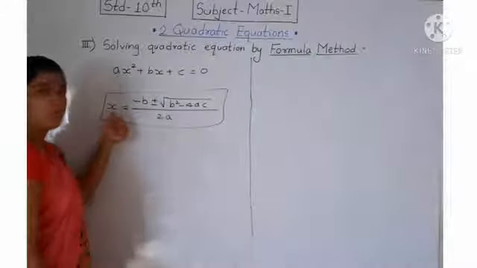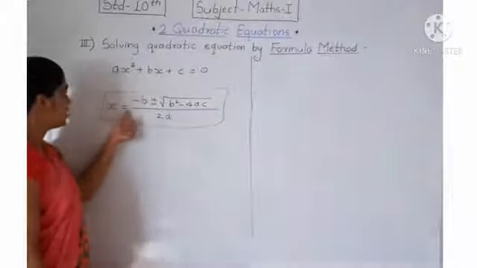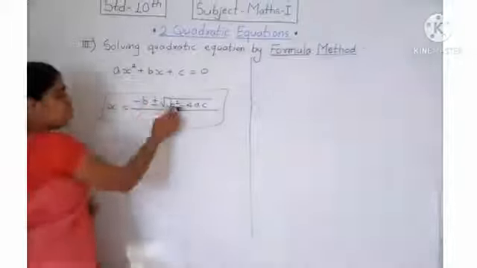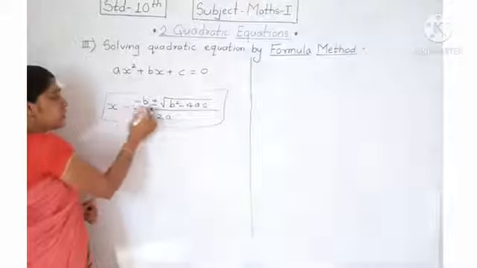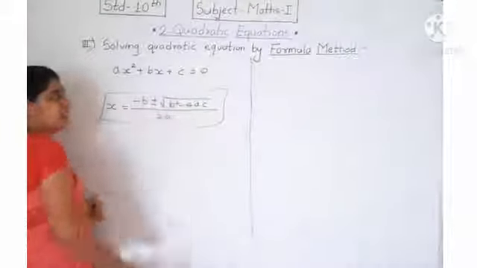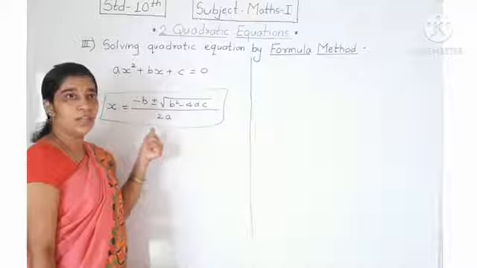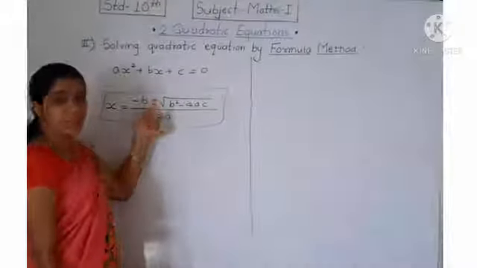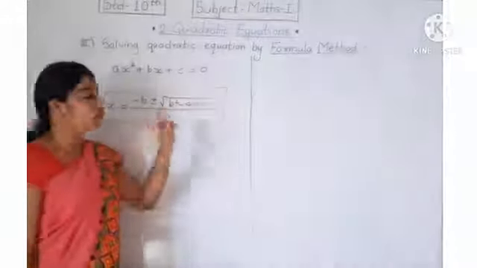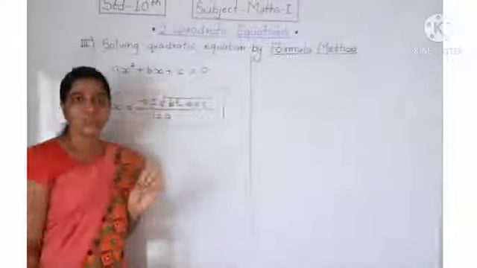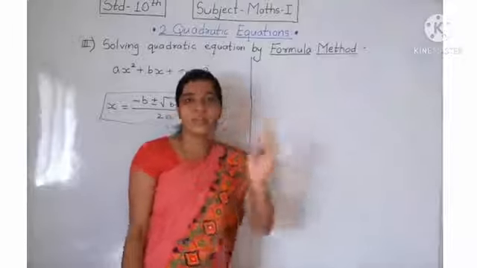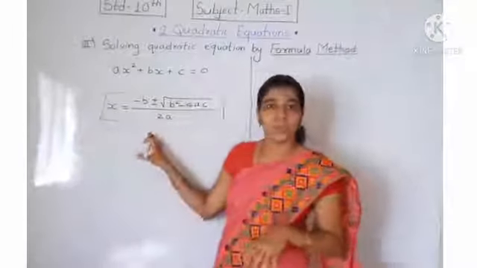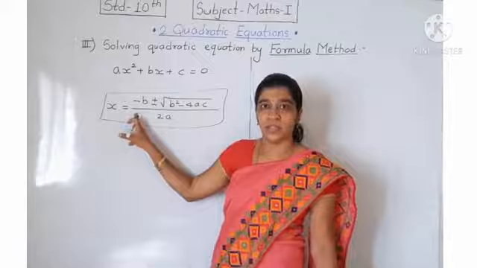So its roots are x is equal to minus b plus root b square minus 4ac upon 2a, and x is equal to minus b minus root b square minus 4ac upon 2a. You take the plus and the minus, and you get the two roots of that quadratic equation. So we solve the quadratic equation by the formula method using this formula. Remember this formula.